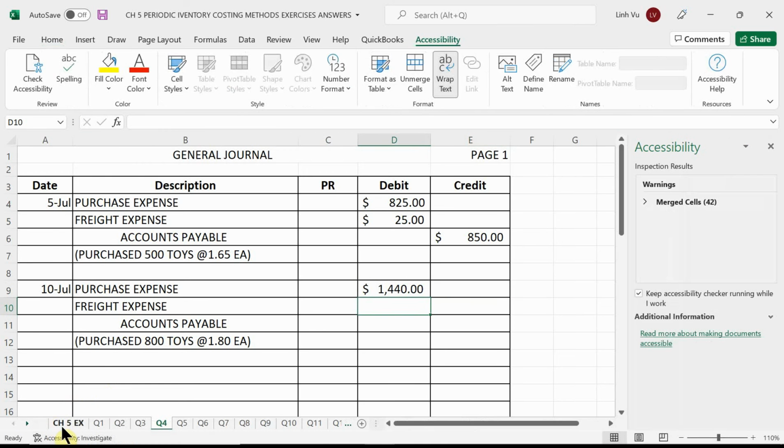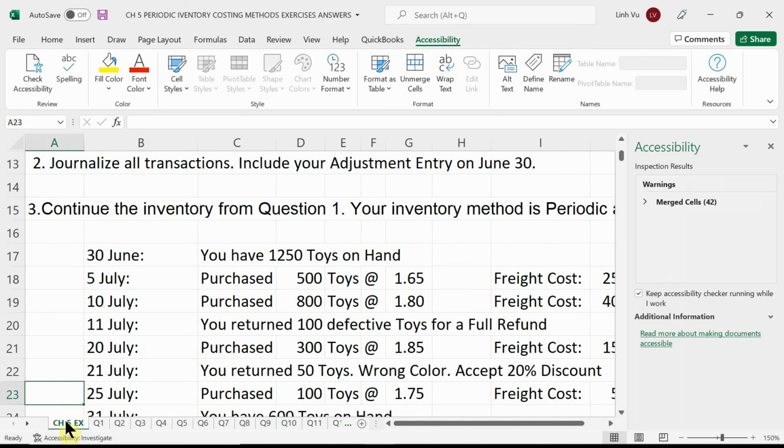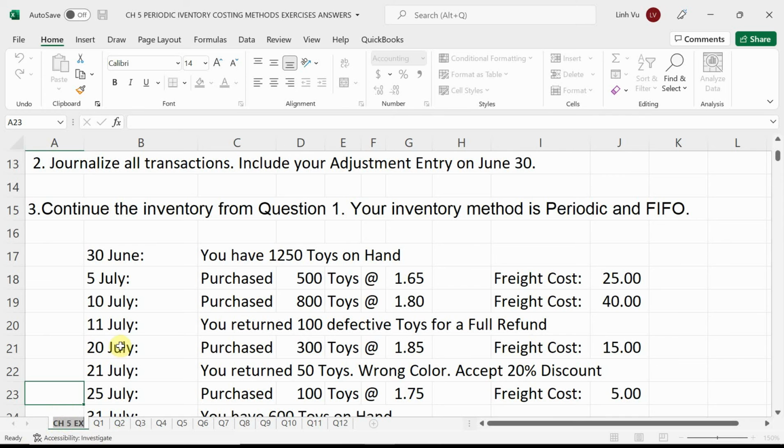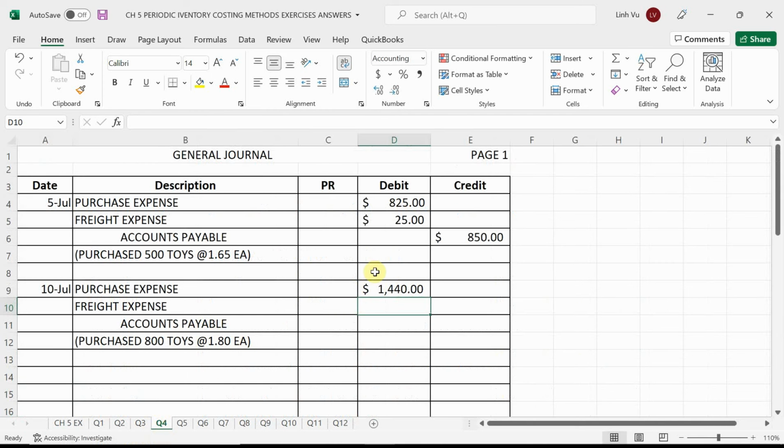How much was the freight? Oh, I don't see it. I can't see it. The cost is 40. So then what's your total? Okay, we're gonna do 1,480.